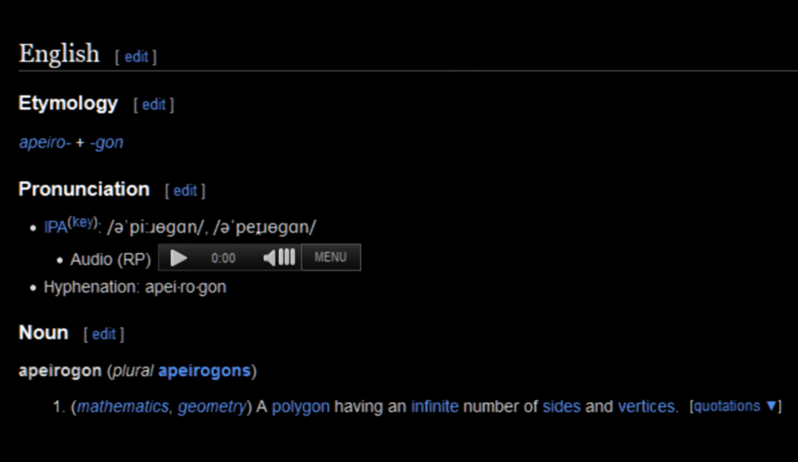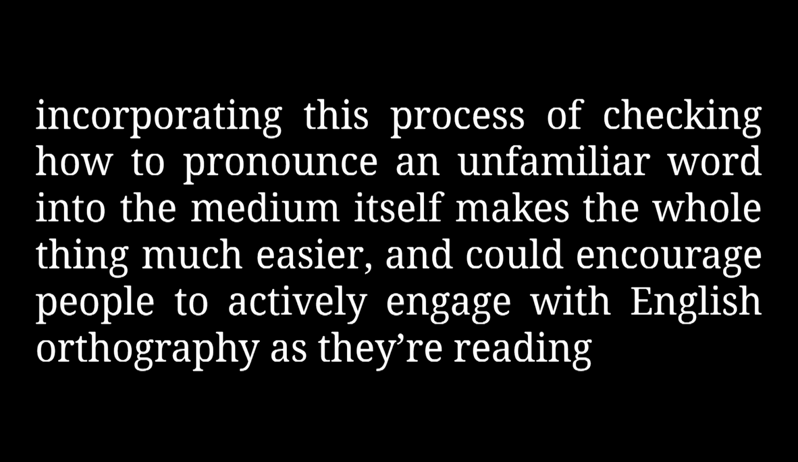It's a cool idea, right? Usually what you need to do for that is stop what you're doing and go Google that word and check how to say it. Or if you're me, you copy-paste it into the Wiktionary search bar. But by having it just be a feature of the medium you're using to read the text, it makes that much easier to do. But okay, here's the thing.